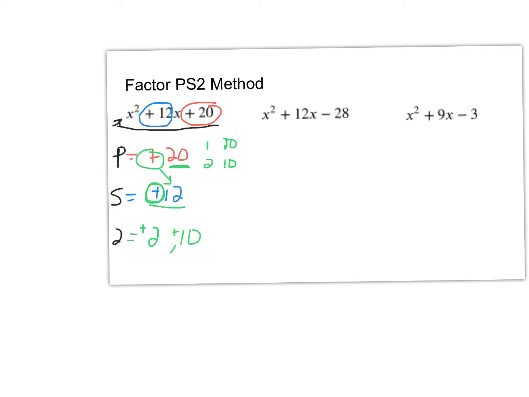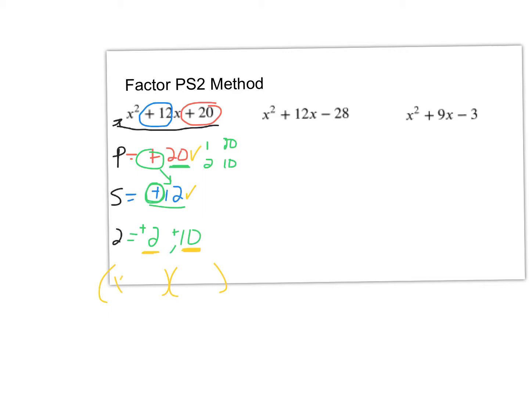Okay, so now don't forget the check with PS2. So it says, if I take 2 and multiply it with 10, do I get positive 20? Yes. If I take 2 and add 10, do I get positive 12? The answer is yes. If I say yes to both questions, we know we're good. If you say no, something's wrong, and you need to go back and fix it.